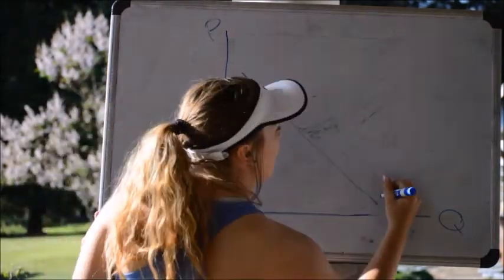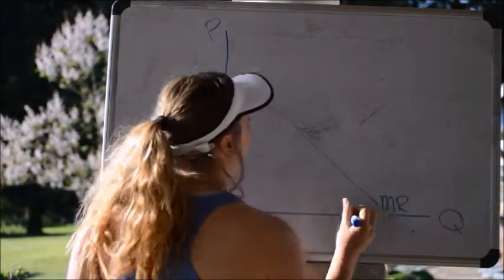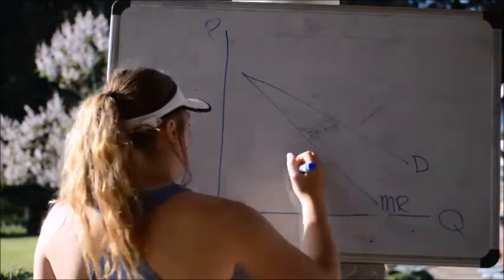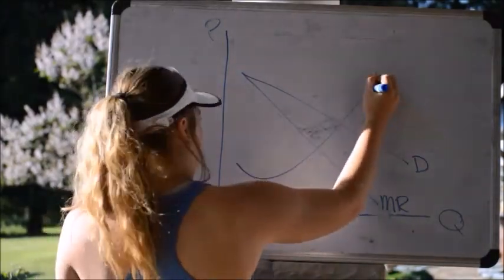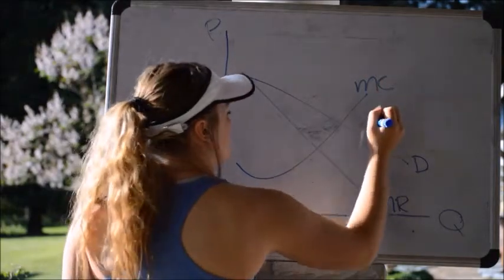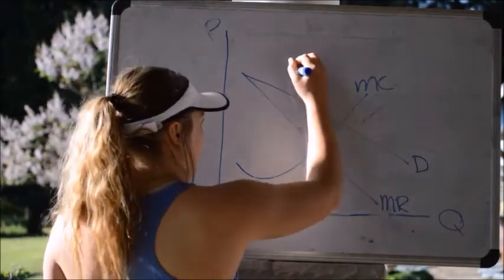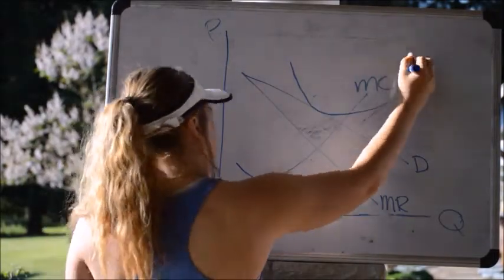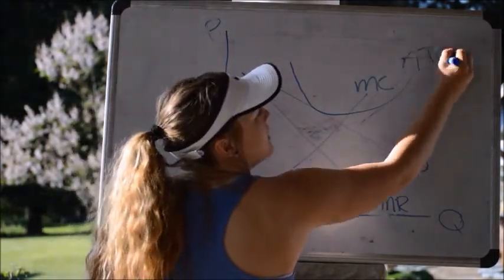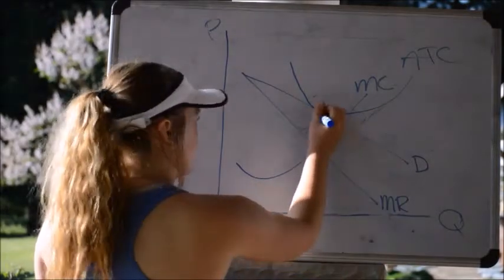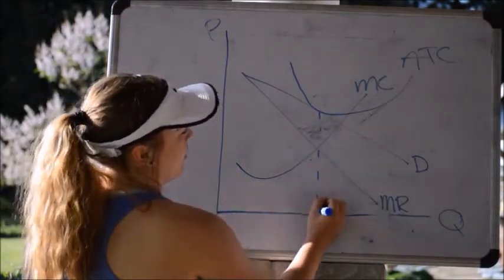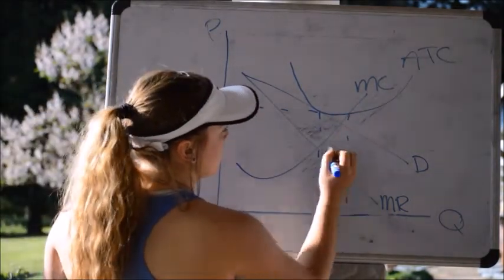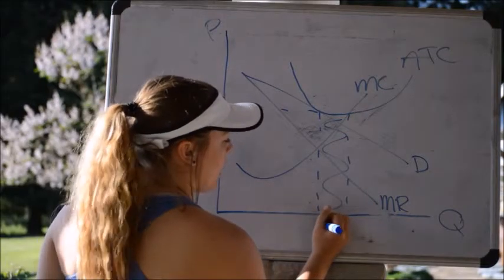This should be your marginal revenue, demand right above it, MC, that's a J, and this is ATC. You want to produce where MC equals MR, and this space right here is your excess capacity.